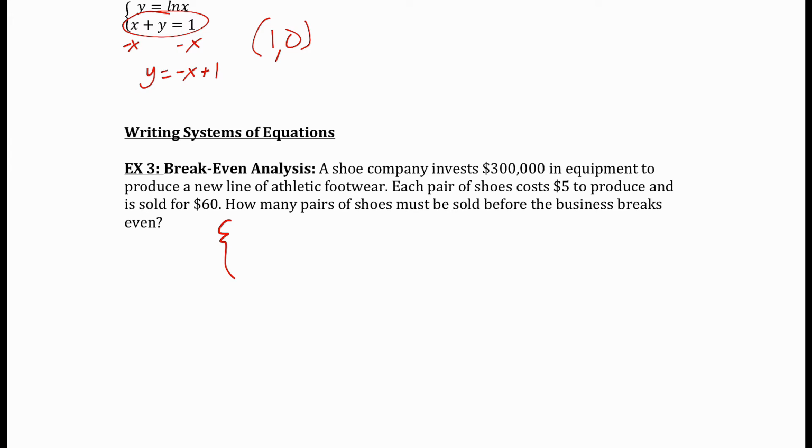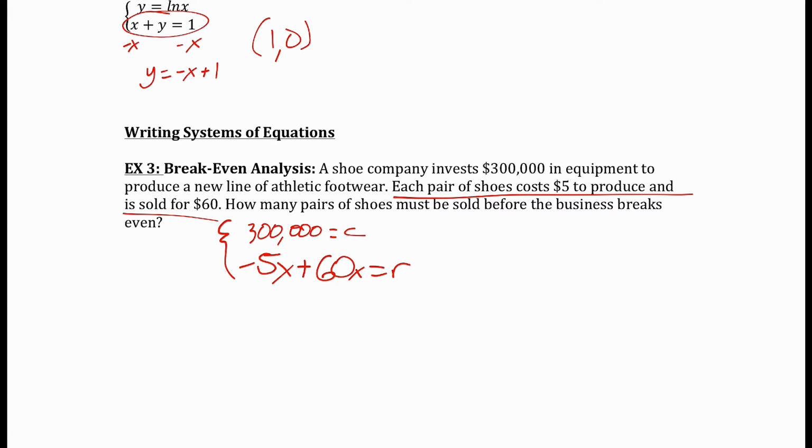So that first one, $300,000, we're just going to say that's our initial cost. Now for the other one, we're going to have to come up with a little more complicated equation. Each pair of shoes costs $5 to produce, so I'm going to say it's negative 5 times x plus $60. So we've got plus 60 times x. And I'm going to say that's equal to r. So we've got cost and revenue.